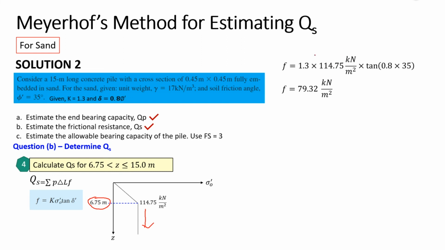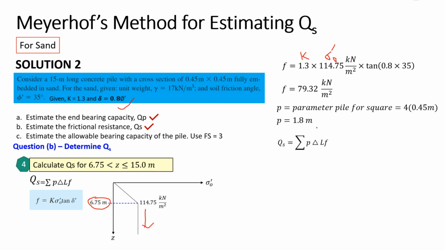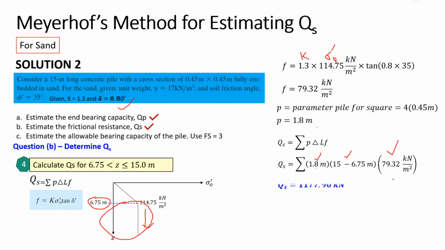So we can calculate the F. We have the coefficient here, the coefficient of lateral earth pressure, the effective pressure, and the tangent delta, which is 0.8 angle of friction. So F is 79.32. The parameter is 1.8 meter, and at the end we can calculate the QS for this section using this P and the balance of the length, which is 15 minus 6.765. The friction F here is 79.32, so you get QS as 117.90.